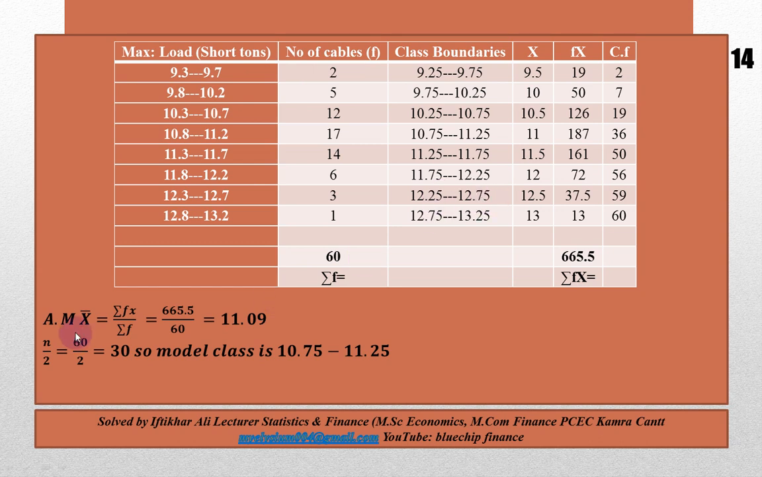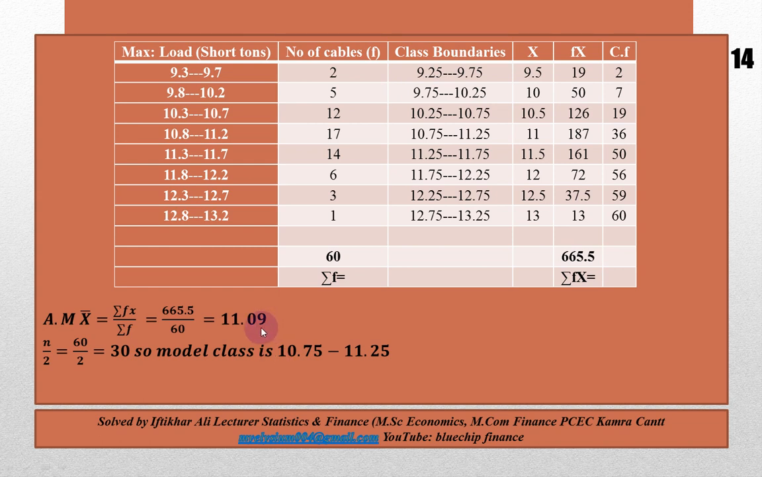In case of arithmetic mean, it is equal to sum of fx over sum of f, and we now need to calculate the x. Simply add up these two values and divide by 2, which equals 9.5. Add up these two values and divide by 2 equals 10, and so on. After taking the product of f and x, 19, 50, 126, the result is 655 divided by 60, which will be 11.09. Now we come to the calculation of median.